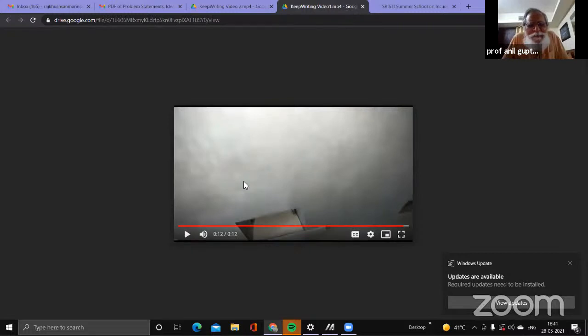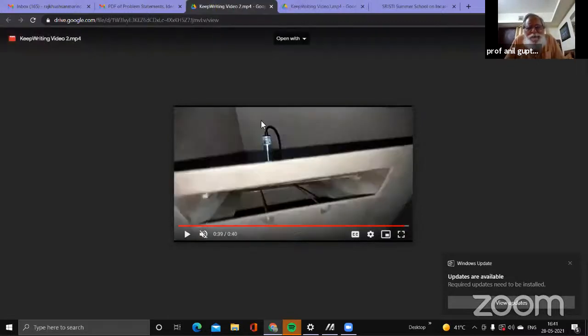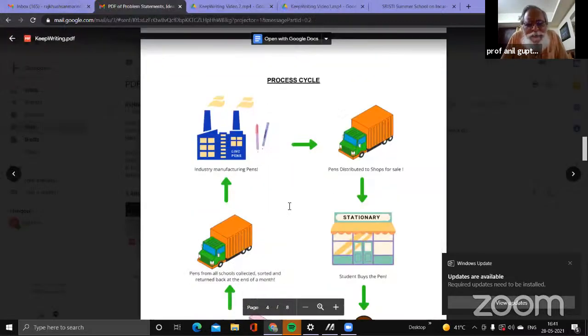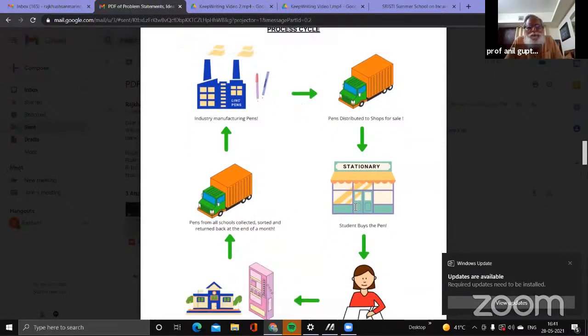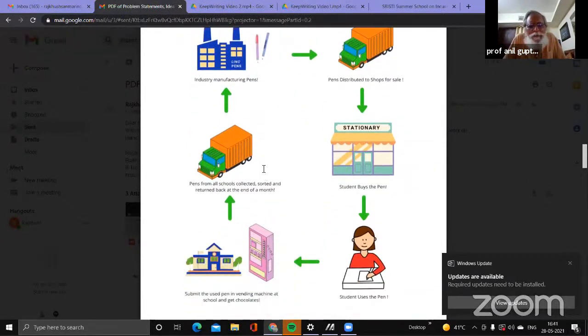This is a very interesting idea that Rajkush has given, where he has developed a dispenser of toffee or chocolate. Every time you put a used plastic pen inside, environmental care can be taken and it will not degrade the environment. So that is what he has done. He has made a working model where, just show it again, Rajkush.